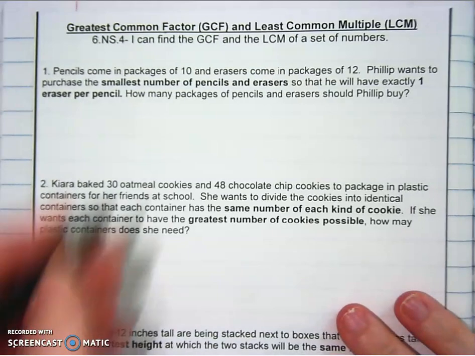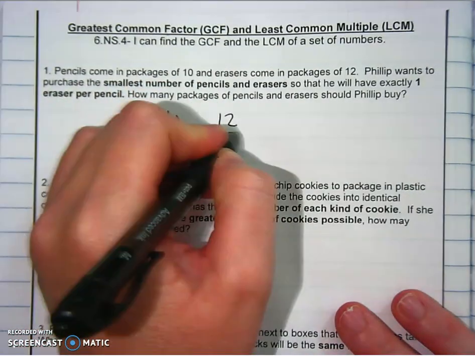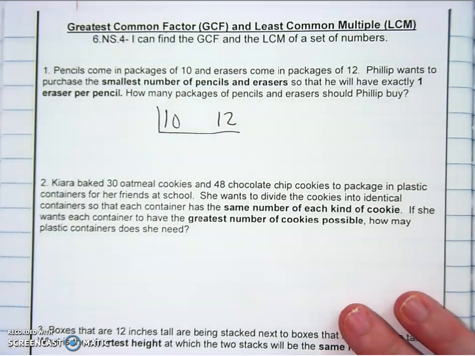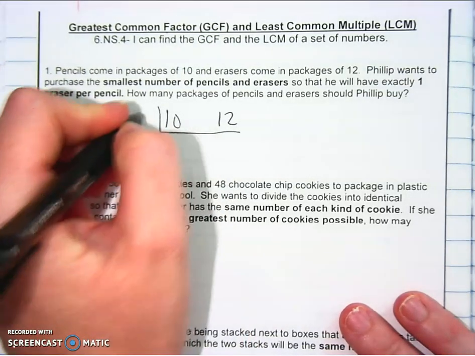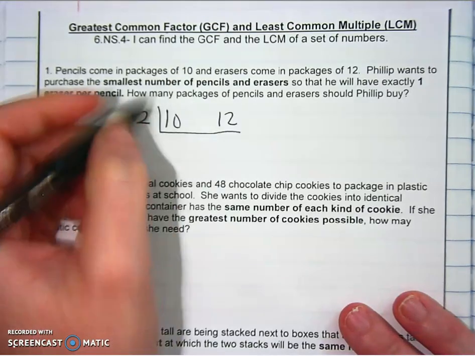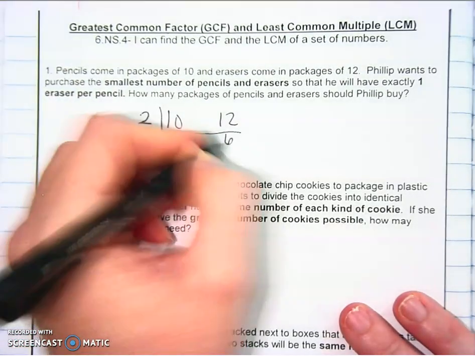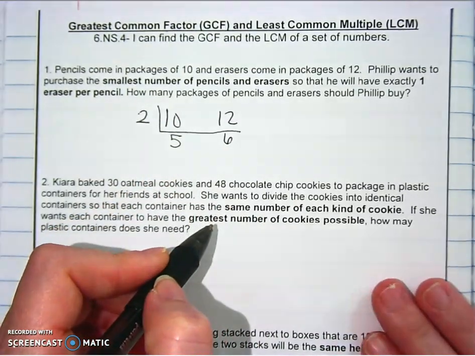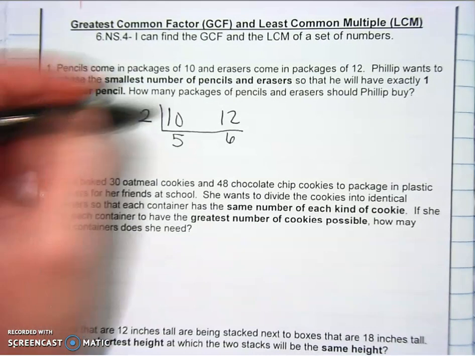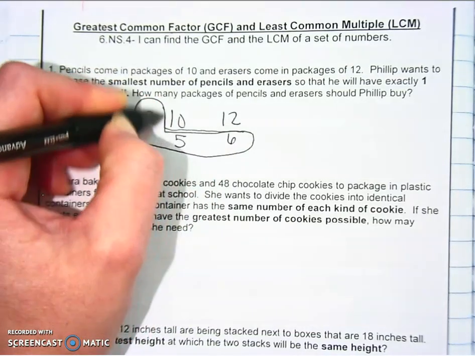So we're going to take 10 and 12 and put it in an upside down birthday cake. And this is the method that we use to find GCF and LCM. So what we do is we look for a common factor. Well, they're both even, so we're going to take 2 as a common factor. 2 times 5 gets me to 10. 2 times 6 gets me to 12. 5 and 6 do not share any common factors besides 1. So we stop there and we circle the L shape for the LCM, okay?